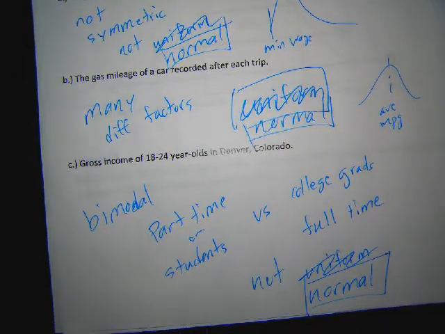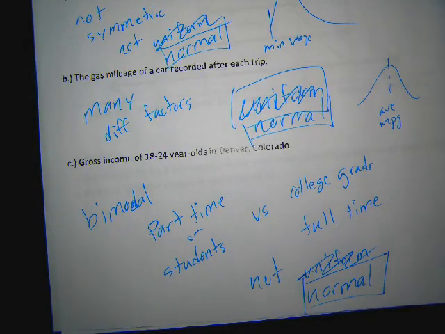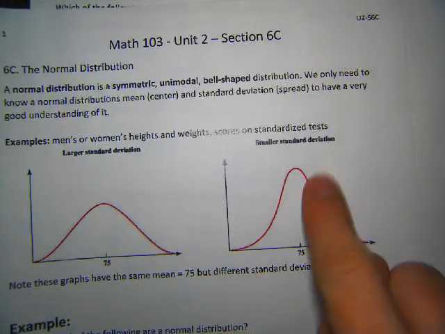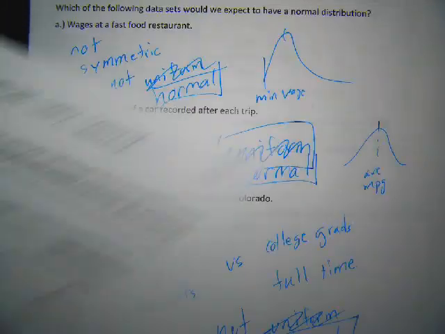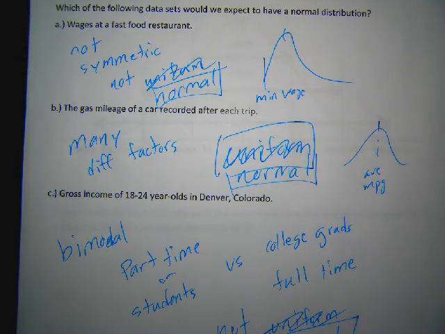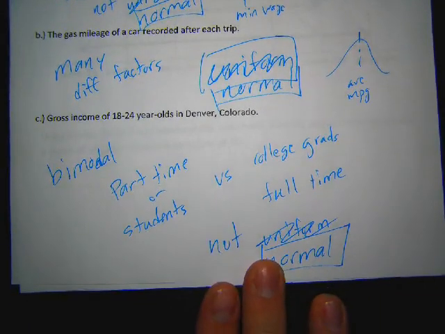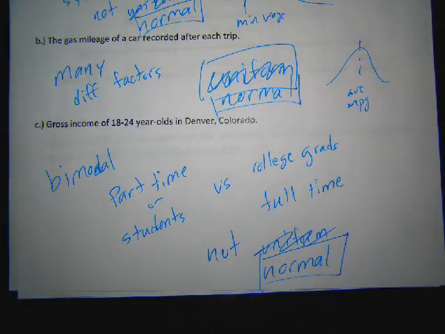So, again, normal data is going to be this nice bell-shaped curve, symmetric, unimodal. That's a normal distribution. That's going to happen. There's lots of different factors. There's not two distinct groups, which would make it bimodal. There's not lots of values far away from the mean. Most of it is going to be close to average. That's going to be what gives us this normal distribution.